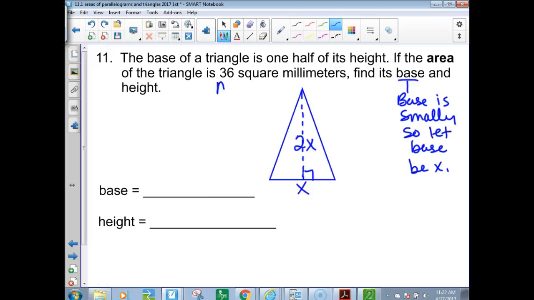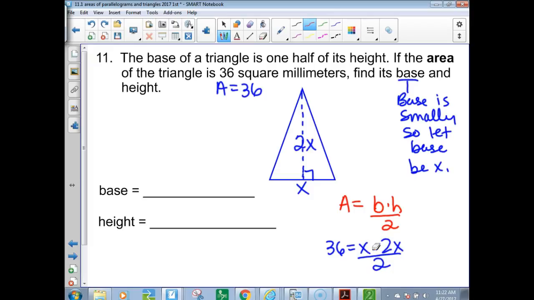Now, it says the area A is 36. I'm going to write down the formula, and I suggest you do that when you do these problems. Area of a triangle is base times height divided by 2. What I have decided is I've got an area of 36. I'm going to put that in for A. I made the base be x, and I made the height 2x. So x times 2x divided by 2 would be in the formula.